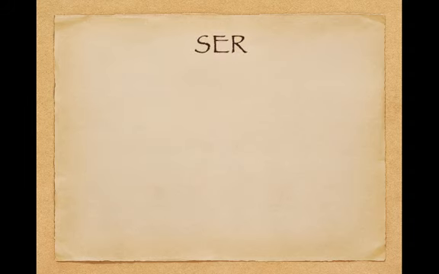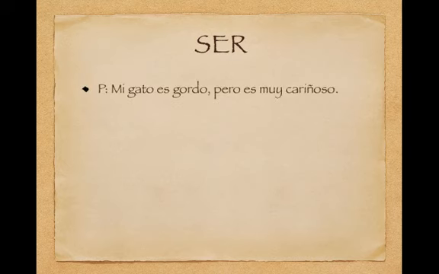Okay, so we had ser, remember the acronym was POPPIT. So P is for physical characteristics or personality. So mi gato es gordo, pero es muy cariñoso. You may be looking at this thinking, well, but my cat is not always going to be fat. He's been going outside lately and losing some weight. Well, it's a physical characteristic for him. A lot of times some people make the mistake of thinking that if something is able to be changed, you should use the verb estar, but that is actually not the case for physical characteristics.